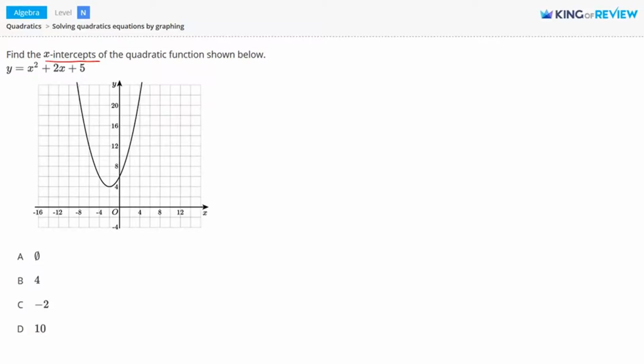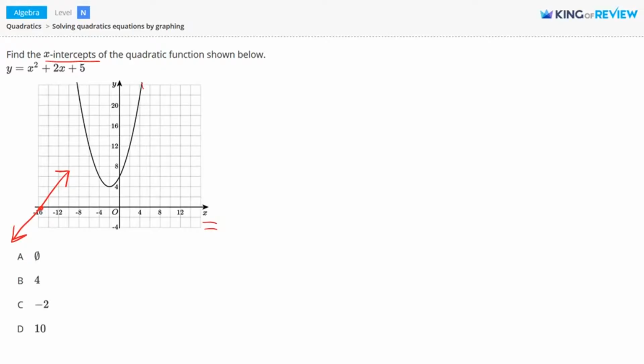Now let's say we have a different type of function. Let's say we have a function that makes a line. Now where does this line cross over the x-axis? Well, it crosses over at this point right here. The x-intercept is where the graph crosses or touches the x-axis.